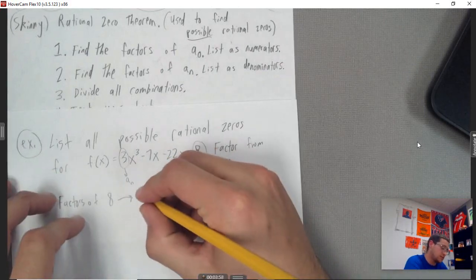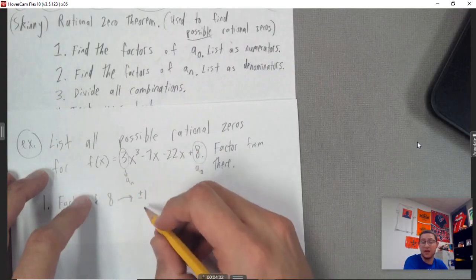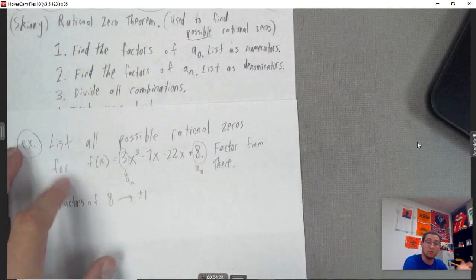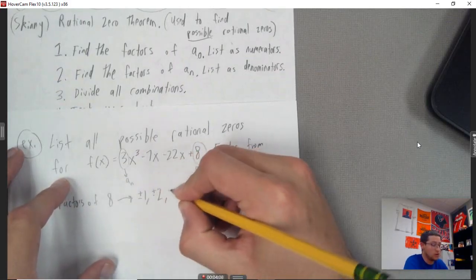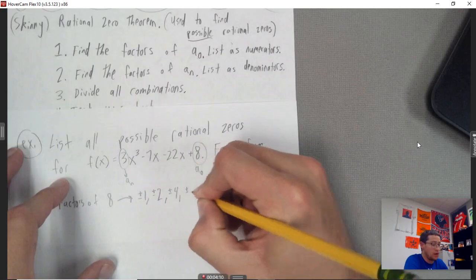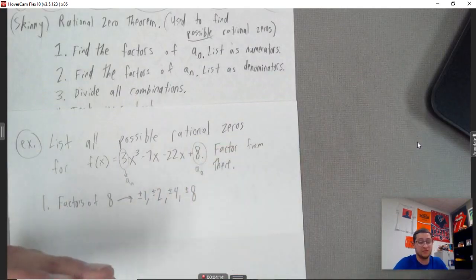Okay, so here are the factors. We've got plus or minus 1. That's what I mean by plus or minus: positive and negative are both fair game here. So plus or minus 1, plus or minus 2, plus or minus 4, and plus or minus 8. Those are all integer factors of 8.